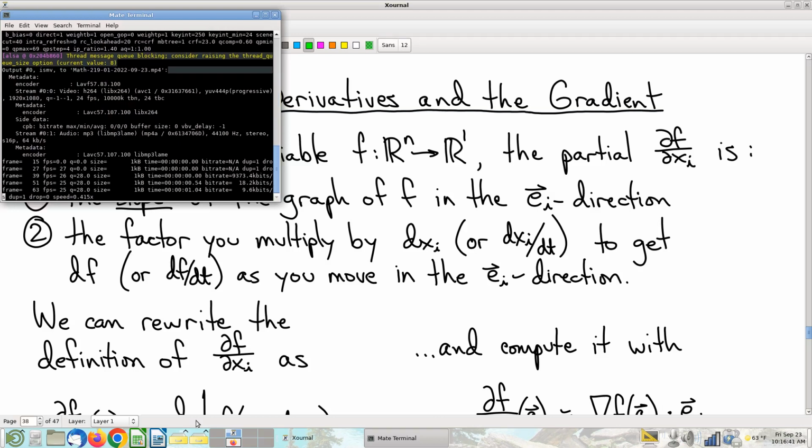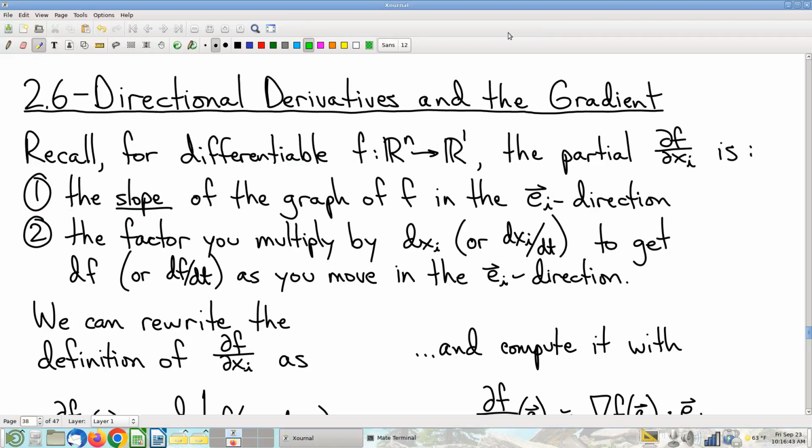Okay, new topic for today: directional derivatives and the gradient. Starting off with directional derivatives. The big idea of directional derivatives is that it's going to be a generalization of a partial derivative. That's the big takeaway. It's a generalization of the partial derivative.